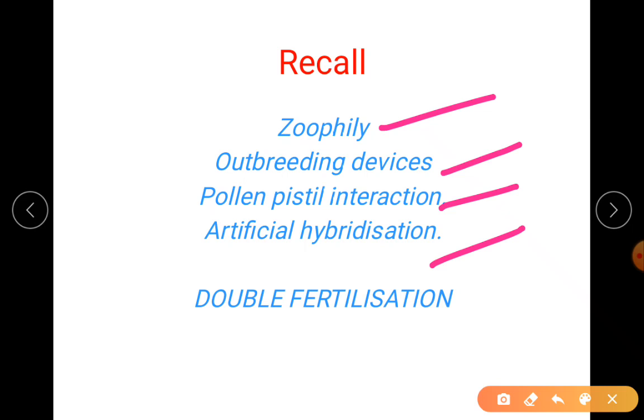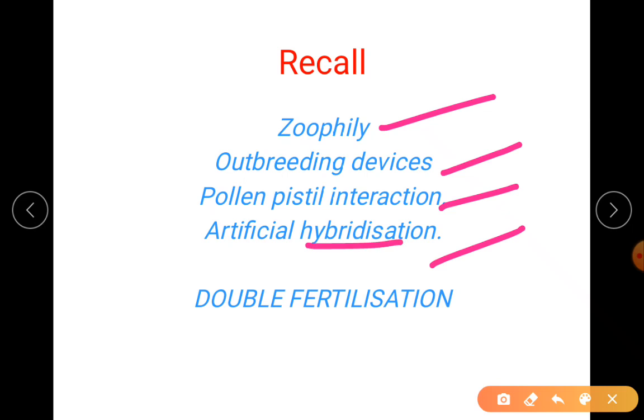Zoophily we have completed. Outbreeding devices were there to overcome self pollination problems, that is, inbreeding depression. To overcome that problem, outbreeding devices were naturally created so that cross pollination is always ensured. And pollen-pistil interaction is clear, based on the right type and the wrong type of pollen that can germinate on the stigma of the flower.